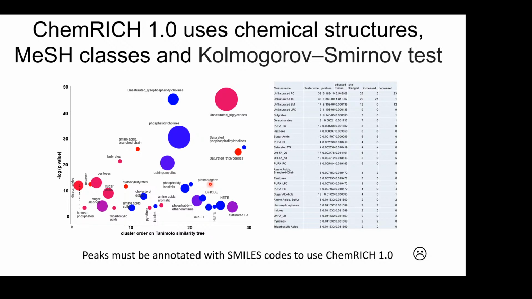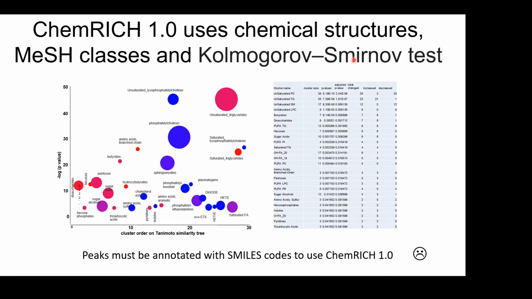So ChemRICH 1.0 was using chemical structures, so you need to have SMILES codes, and it basically takes the SMILES code and predicts MeSH classes, which are Medical Subject Headings from the National Library of Medicine, NIH. It's a really large ontology. Almost 130,000 chemicals have been annotated with MeSH classes.